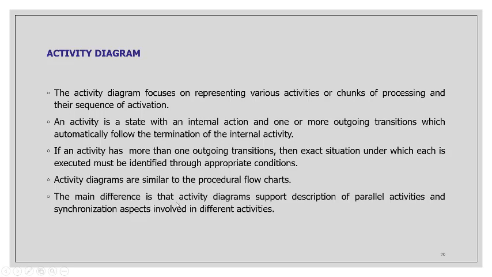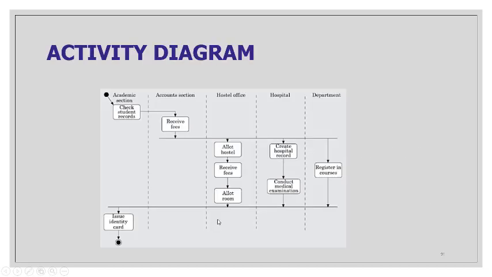The main difference is that the activity diagram supports description of parallel activities and synchronization aspects involved in the activity. If we see an example, here is an activity diagram, and the parallel activities are represented on an activity diagram by using swim lanes. This swim lane enables you to group activities based on who is performing them. So all these activities are performed parallelly.